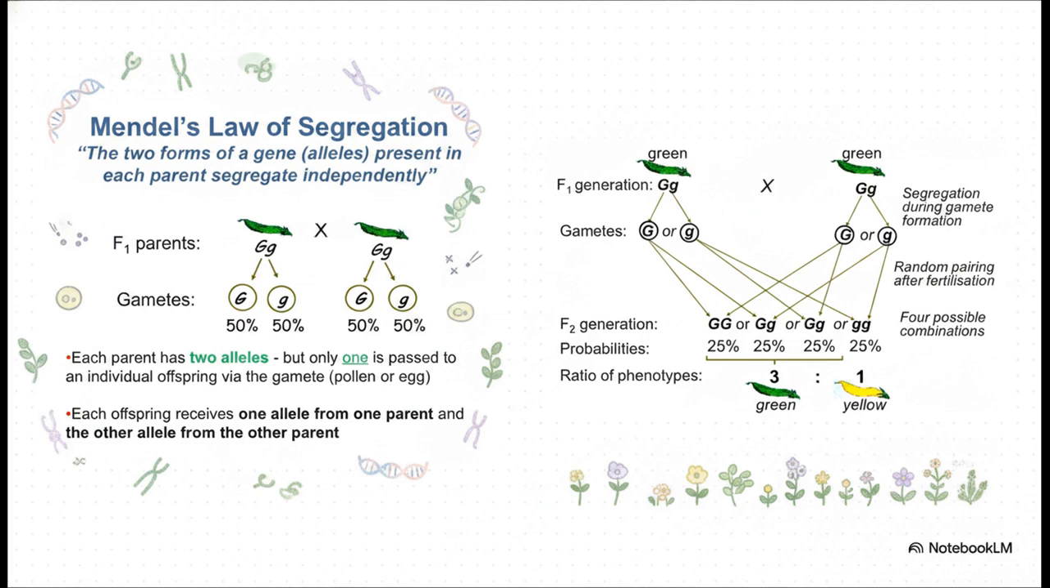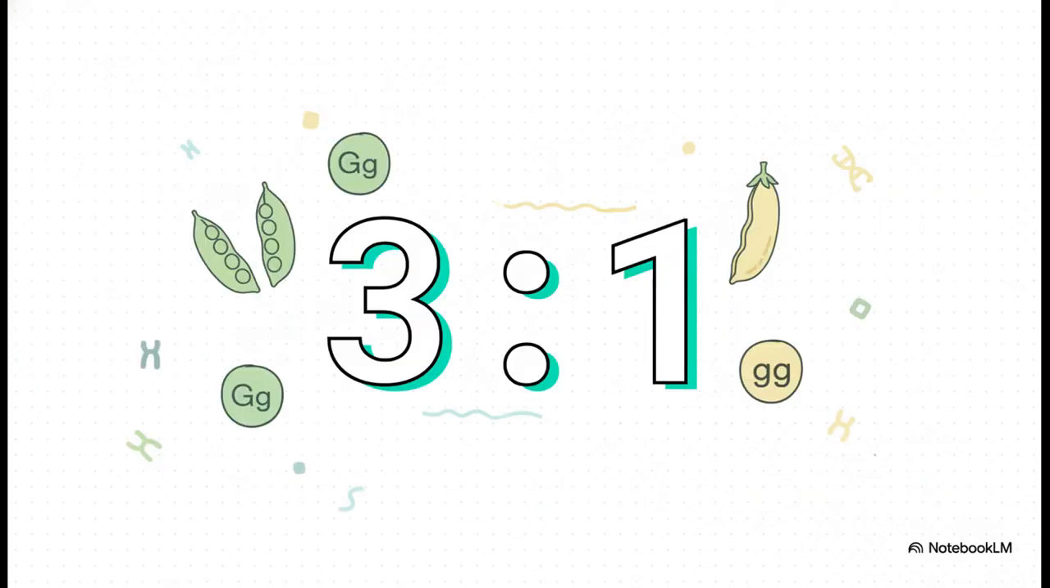The two alleles present in a parent segregate independently, so each individual gamete only carries one. Then, during fertilization, each offspring receives just one allele from each parent, randomly pairing them back together to create entirely new combinations. It's basically nature's way of shuffling a genetic deck of cards. And here's the crazy part. That random pairing, it's highly predictable.